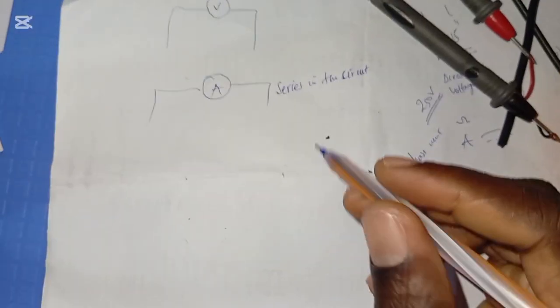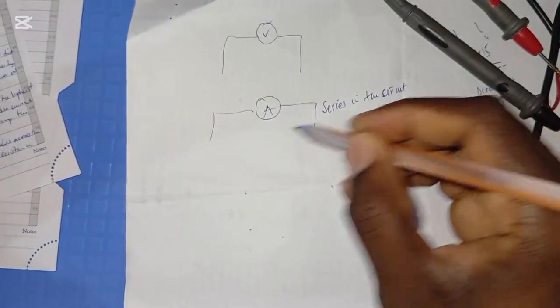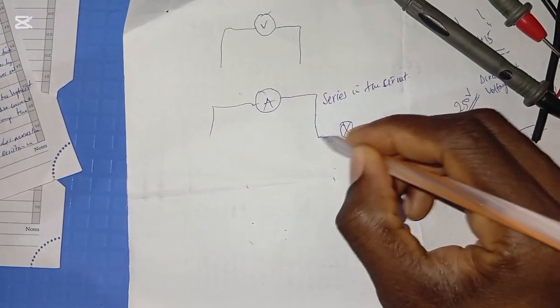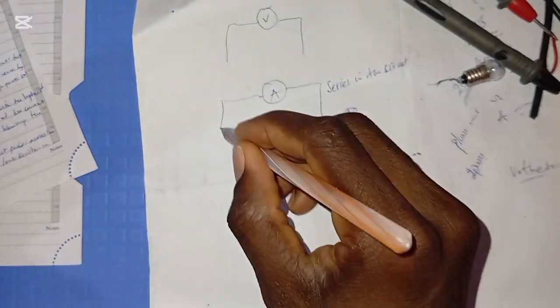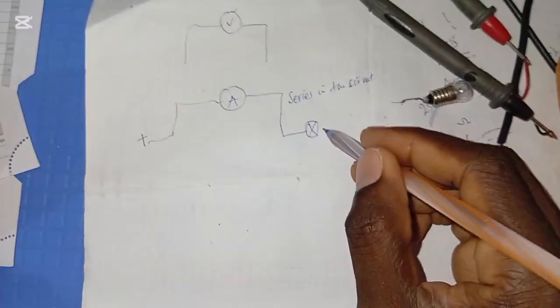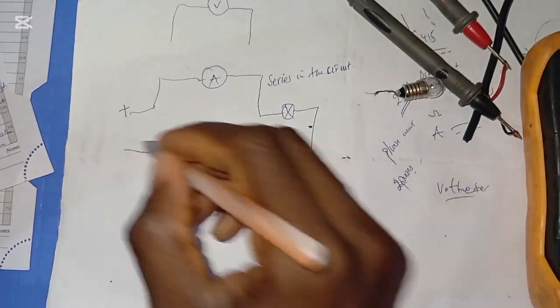Okay. What do I mean by that? That means you will have to break the circuit for you to connect this ammeter. We're going to measure the current flowing through this bulb here, this 12-volt bulb. So this is what we are going to connect. The positive terminal will be connected here. Then this one will be to the negative terminal.